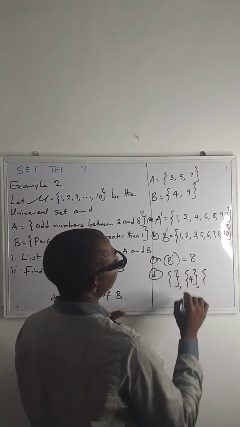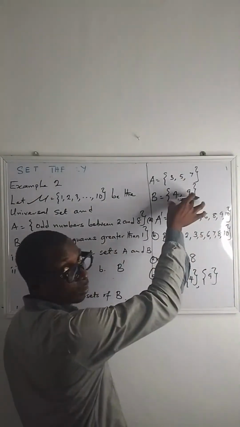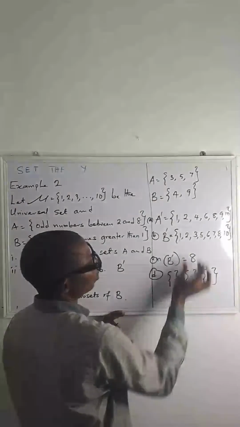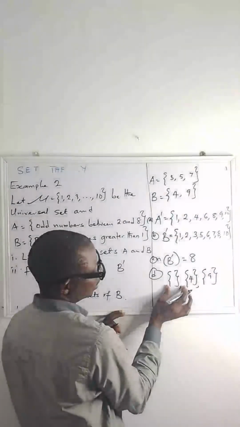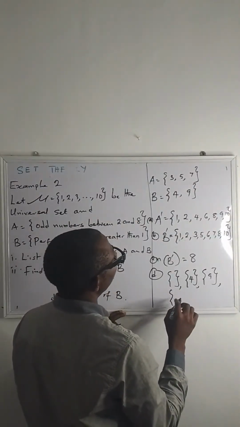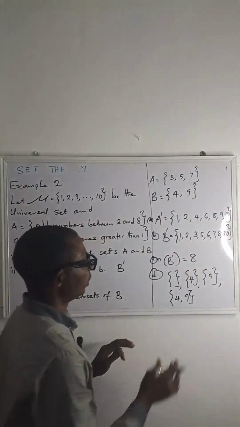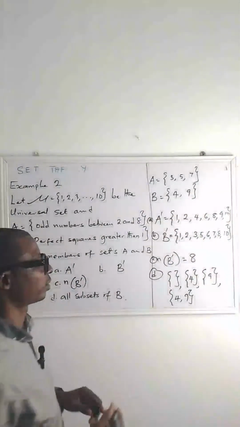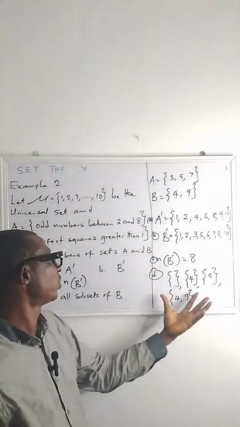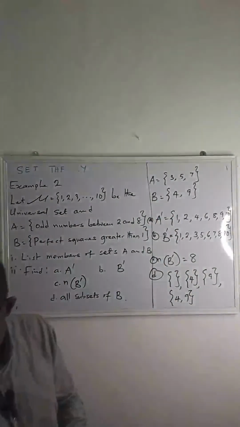Now a set of 9. Okay, because this set is contained here. This set is also in this. This empty set is here. And also we have a set is also a subset of a set. So this is a subset of this. Right? So these are all possible subsets of set B. So that is the answer to the problem.